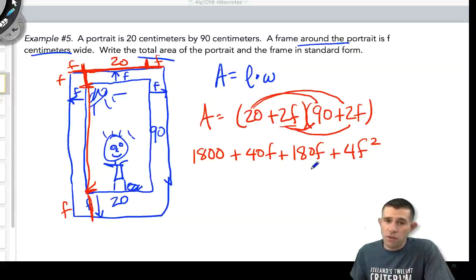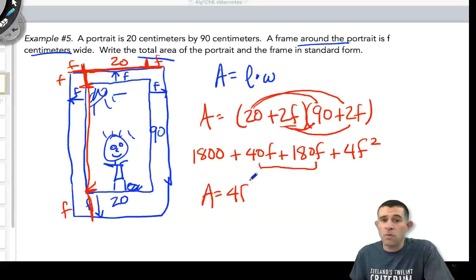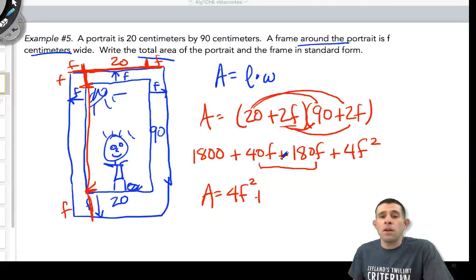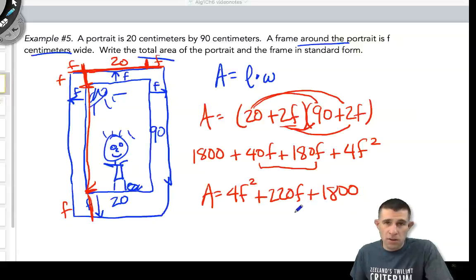All right, we should simplify our expression and write in standard form. So keeping in mind standard form, we're going to start with the highest degree first. Our area is 4f squared, plus 40 and 180 give me 220f, plus 1800. And here is our expression for the area of that beautiful portrait of Uncle Fred.